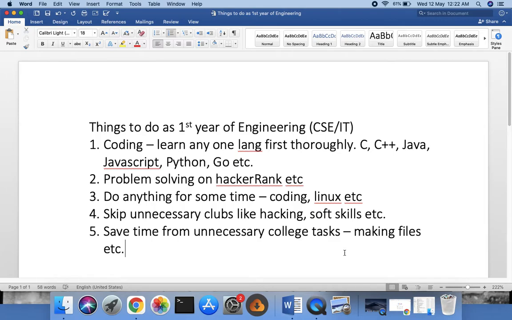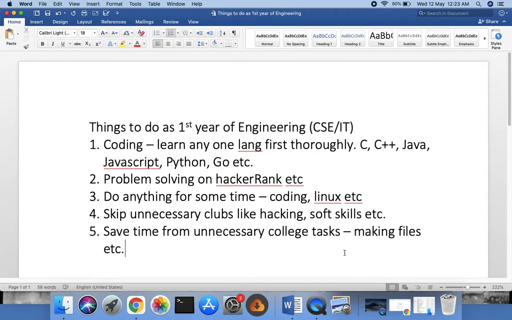So yeah, the first point is coding. Learn any one language first thoroughly. If you have just entered into an engineering college, or if you are planning to do engineering in future, this video is going to help you understand what you should be doing immediately after taking admission into a college, or if you have time, you can also follow these suggestions before joining a college also. So it depends on you, but I think these things you should definitely start doing as soon as you enter into a college.